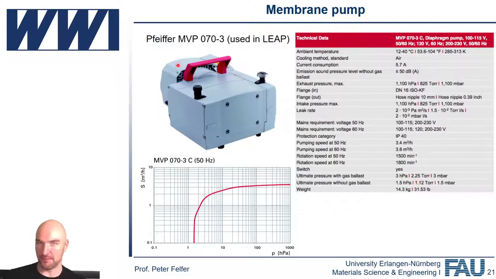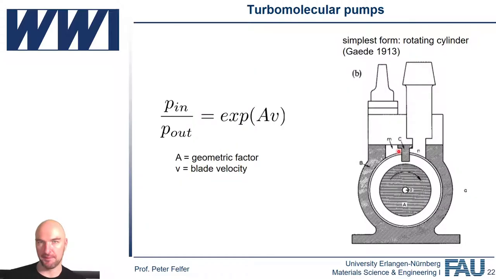Okay, so the membrane pump. This is the membrane pump that used to be used, the LEAP 5000 and 6000 series. They're very widely used pumps from Pfeiffer. And you can see that they go down to about a millibar or so. Okay, so these are roughing pumps. And if you want to go to higher vacuum, we usually use turbomolecular pumps.